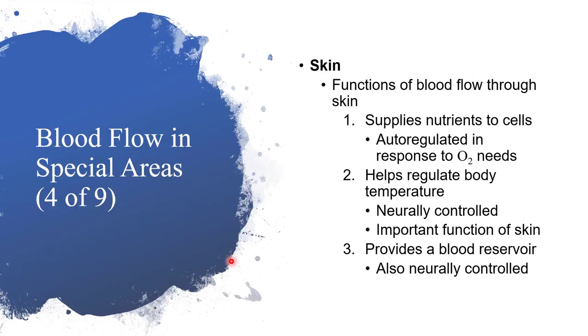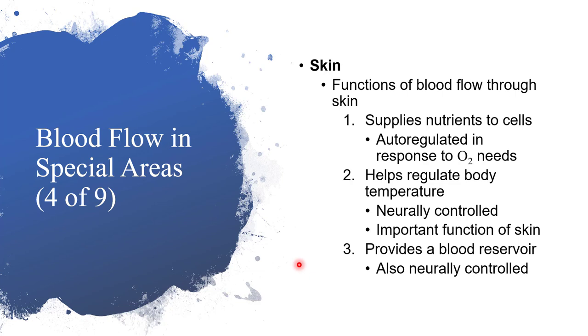The skin. Okay, why do we need blood flow to the skin? Well, the skin is the largest organ in the body, and just like any other organ, it would need nutrients for its cells. Therefore it's autoregulated in response to oxygen needs. The skin also helps regulate body temperature, so this regulation is neurally controlled and a very important function of the skin.